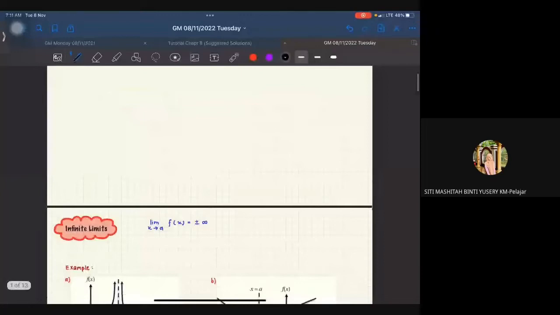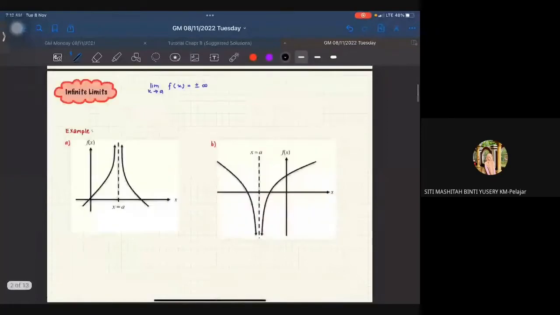So infinite limit, okay, apa yang kita belajar dekat sini is when you have a function, and then kita tengok dekat nilai x tu, bila nilai x tu coming to a value, okay, so it is approaching a value, in this case dia adalah a, so dia akan dapat nilai plus or minus infinity, positive or negative infinity.